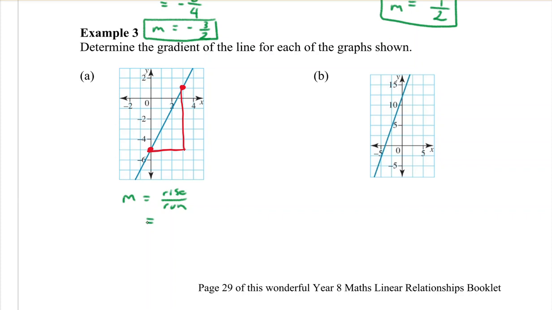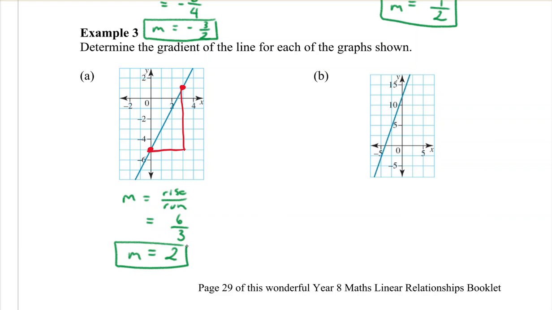Again, checking the scale, even though we've only got -2 and -4, each one of those grid lines does represent 1, doesn't it? Because that would be -1, -2, -3. So counting the rise, 1, 2, 3, 4, 5, 6 spaces. Counting the run, 1, 2, 3. Is it positive or negative? Positive, good, uphill. So 6 divided by 3 is 2. M equals 2.